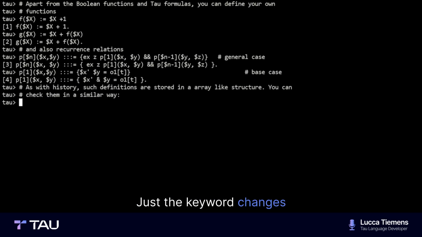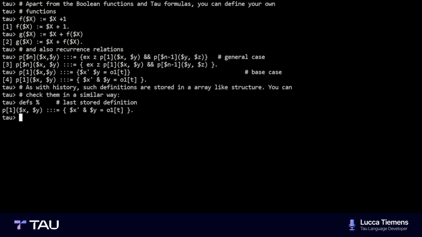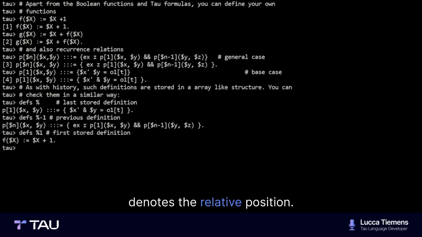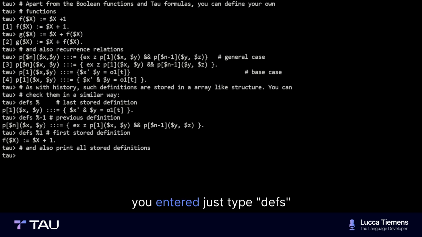Just the keyword changes from hist to depth. The percentage still denotes the last position stored. The percentage -1 still denotes the relative position, so counting from the end, and the absolute position %1 still denotes the first function or recurrence relation ever stored. To print all definitions you entered, just type defs.